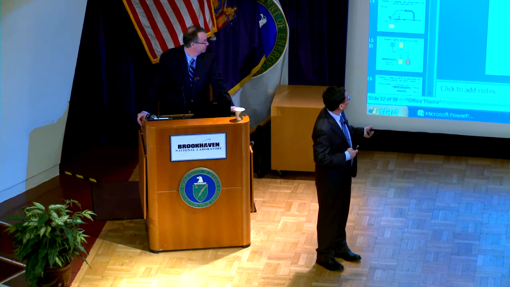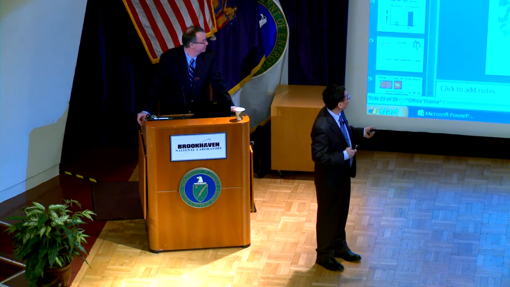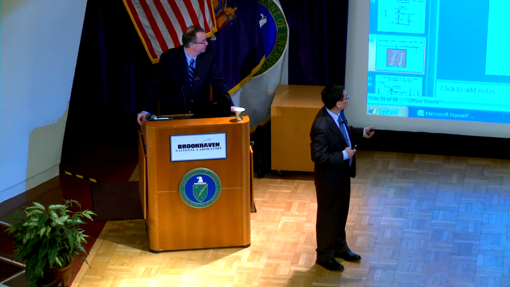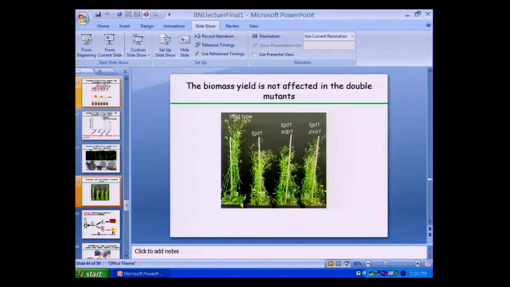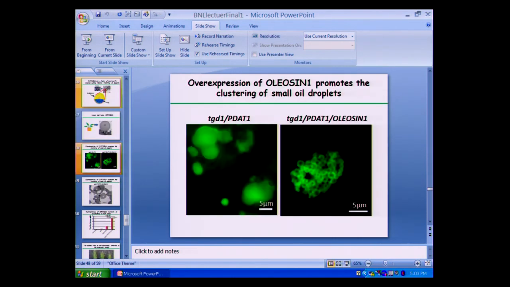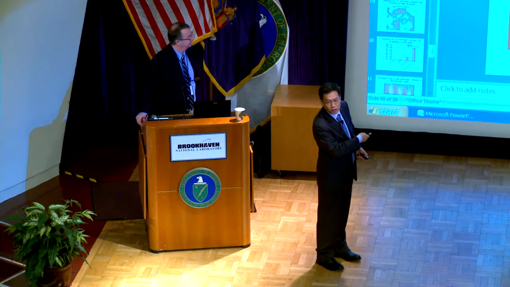Let me show. This is what it looks like when you overexpress oleosin GFP in leaf. So you see these oil droplets. You only see this. This is actually oleosin GFP labeled. So when you overexpress oleosin GFP fusion protein, you see this kind of circle. So it means that this oleosin protein is on the surface. And then lots of oleosin proteins are expressed based on the fluorescence image.